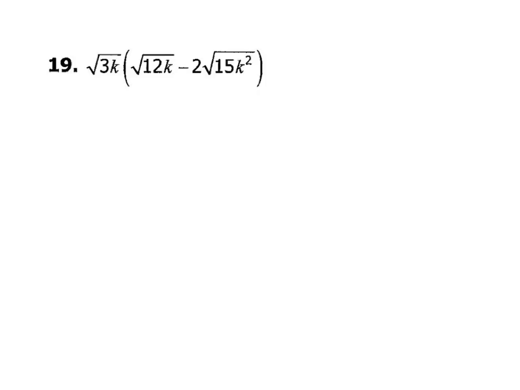All right, 19. We've got an example where it's a single term. We've got a radical times a binomial, so we have to distribute to both terms. So square root of 3k times the square root of 12k. Multiply our numbers together, so 3 times 12 gives us 36. K times k gives us k squared.